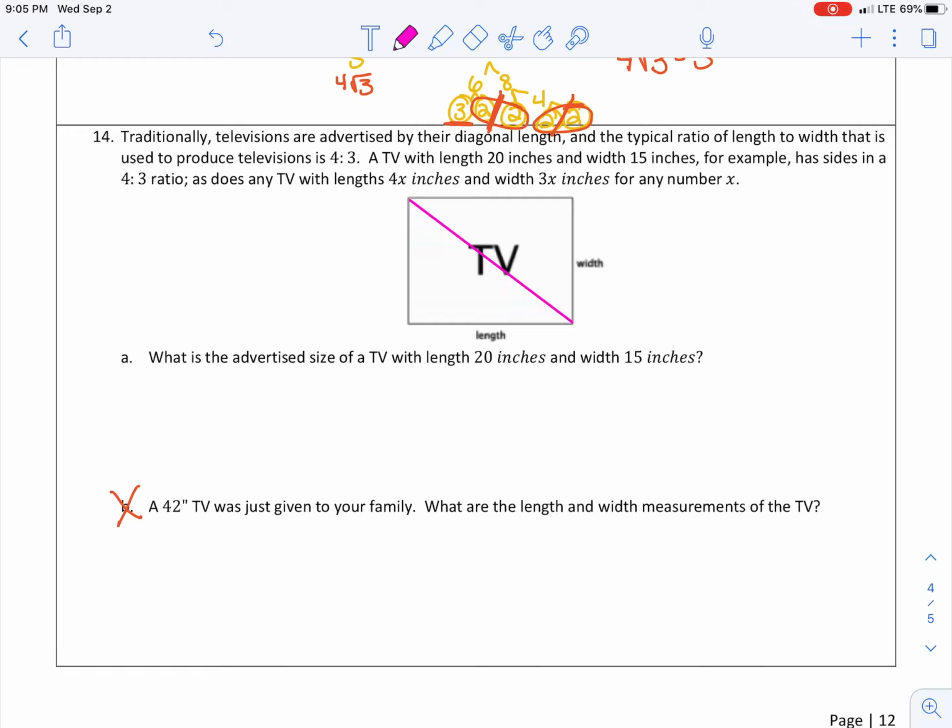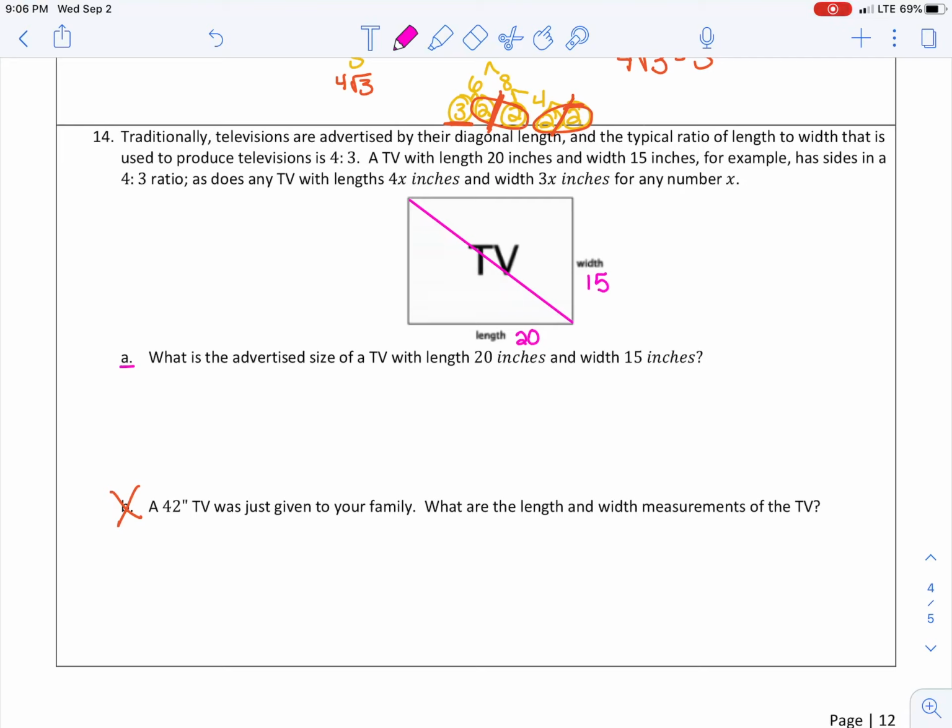So a TV has a length of 20 inches. Let's say our TV has a 20-inch length and 15 inches of width, that side would be a 4 to 3 ratio. So the TV has length 4x and the width is 3x. So for part A, it says, what is the advertised size of a TV with length of 20 and width of 15.